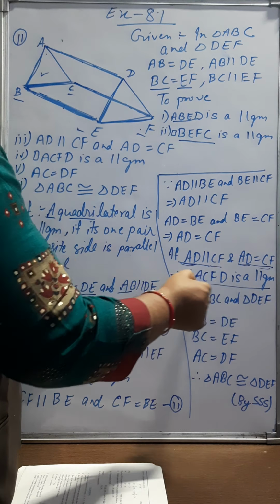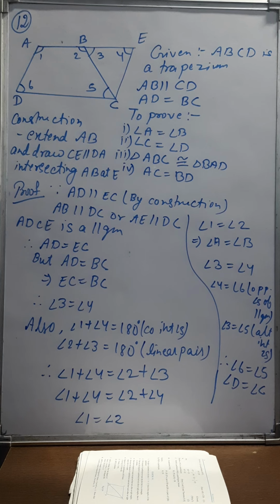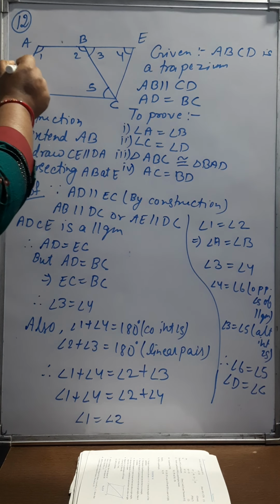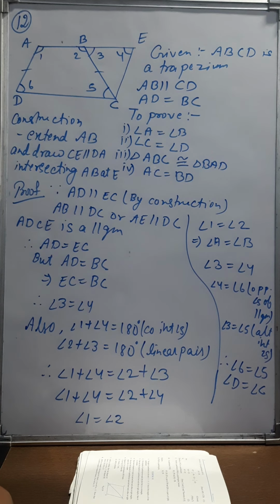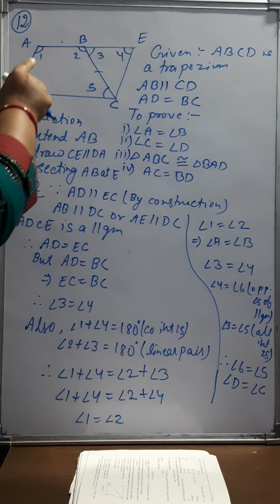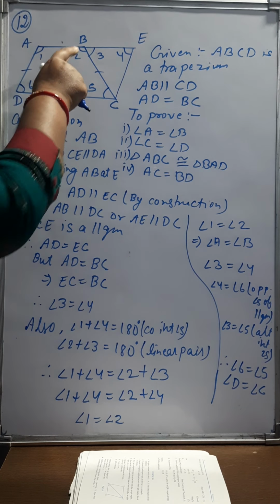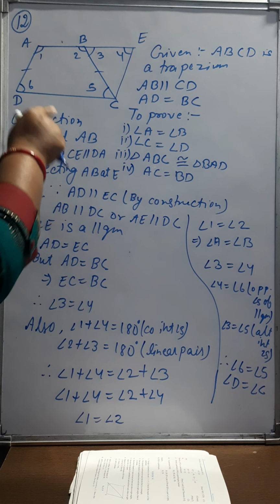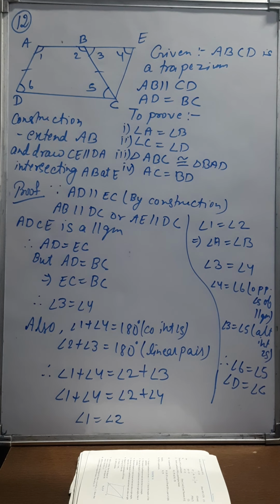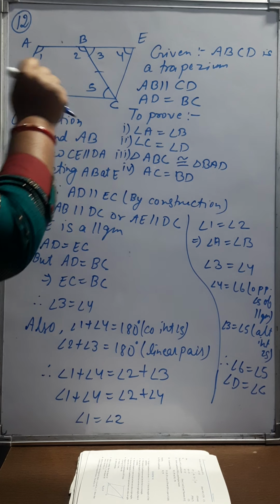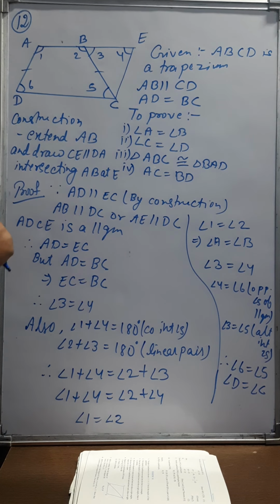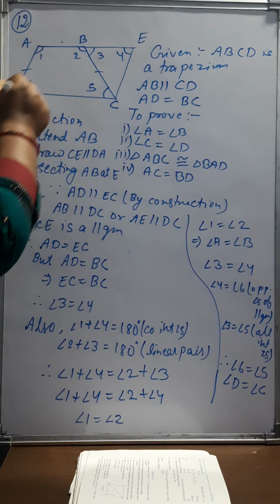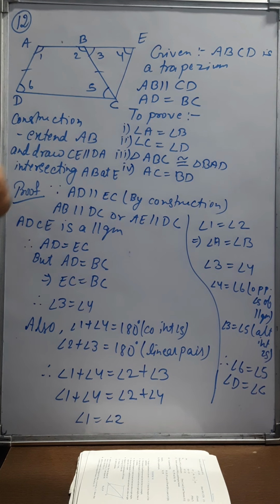Question number 12 says ABCD is a trapezium in which AB is parallel to CD and AD is equal to BC. We have to prove that angle A, this means angle 1, is equal to angle B, which is angle 2. Second, angle C is equal to angle D. This means angle 6 is equal to angle 5. Third, triangle ABC is congruent to triangle BAD, and the last, diagonal AC is equal to diagonal BD.